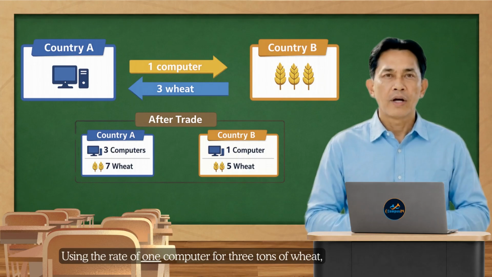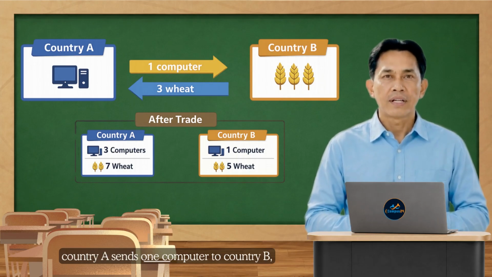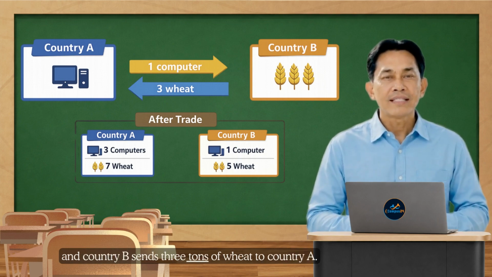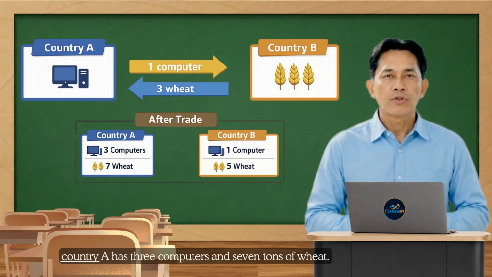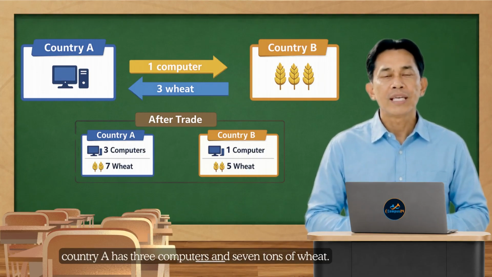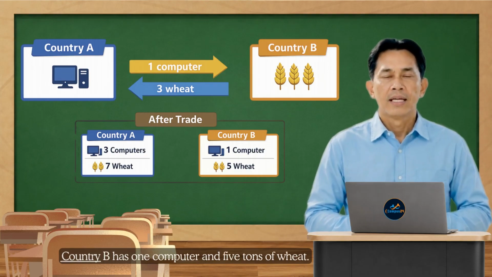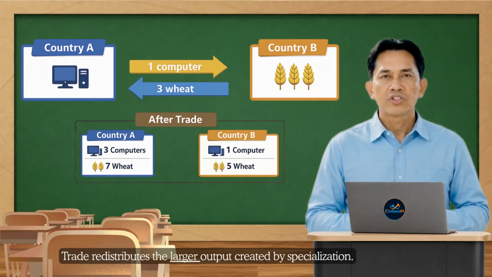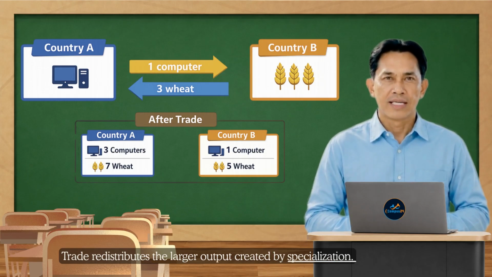Using the rate of 1 computer for 3 tons of wheat, country A sends 1 computer to country B, and country B sends 3 tons of wheat to country A. After the exchange, country A has 3 computers and 7 tons of wheat. Country B has 1 computer and 5 tons of wheat. Trade redistributes the larger output created by specialization.